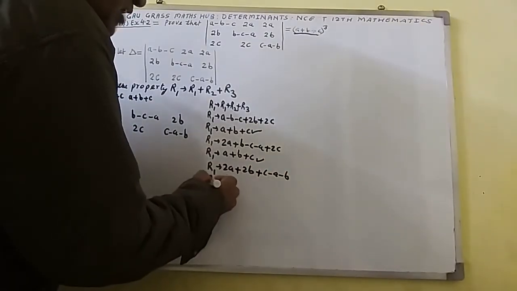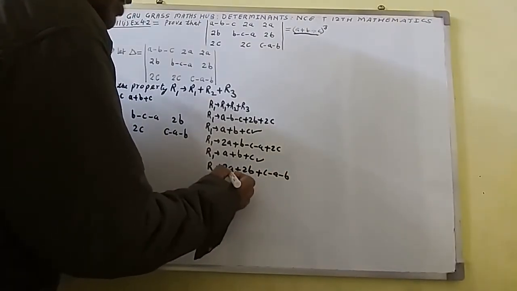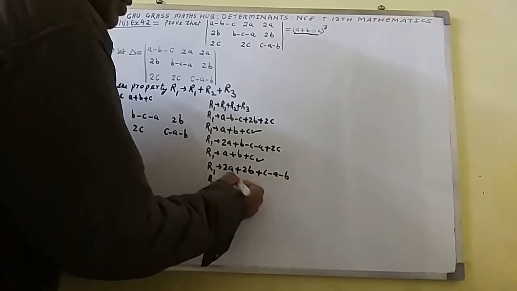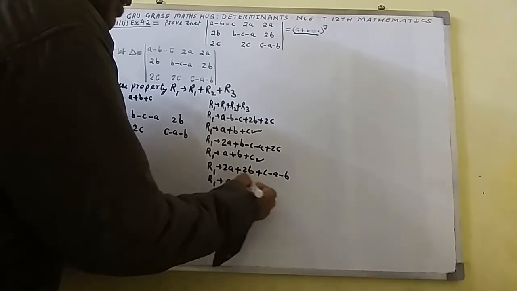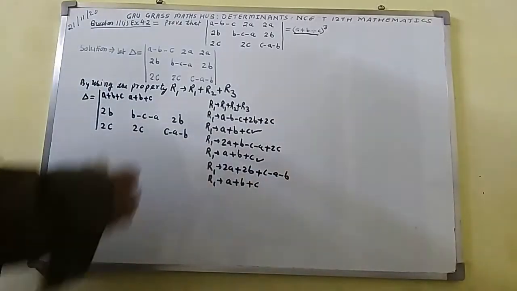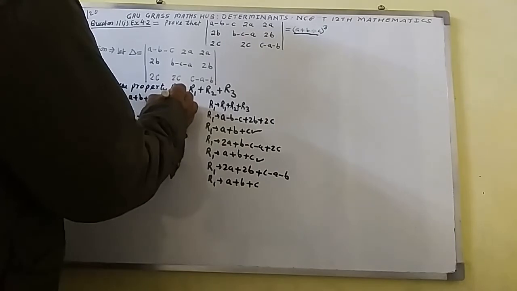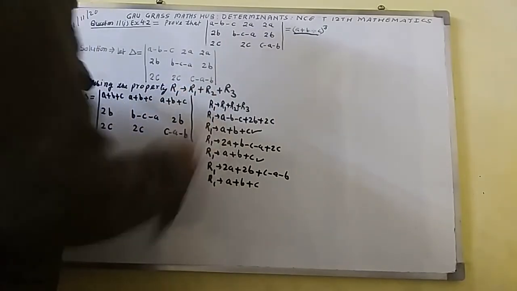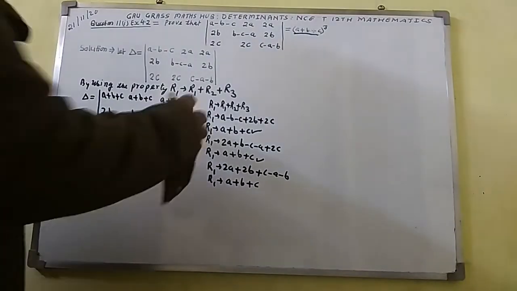So here R1 goes to 2A minus A, which comes out to A. 2B minus B comes out to B. A plus C here, right here plus C. So this thing we get here: write A plus B plus C. This thing will be written. This is the rough work.